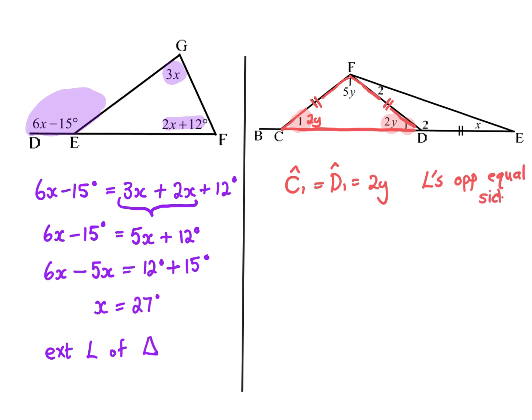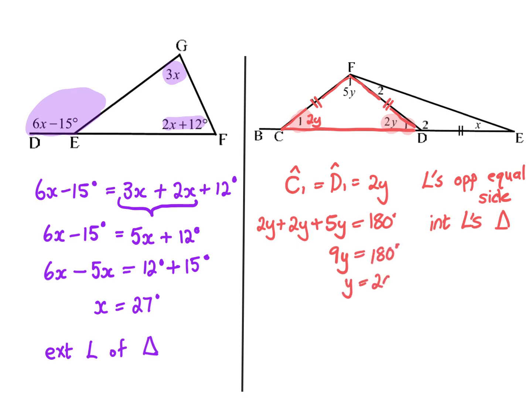Once I have written this, I can now say that 2y plus 2y plus 5y equals 180 degrees. And my reason for this is interior angles of a triangle. So that means that 9y equals 180. So 1y equals 20 degrees. Now that I have y, it should be easy enough to find x. So let's have a look. I actually have another isosceles triangle here. So let's have a look over there.